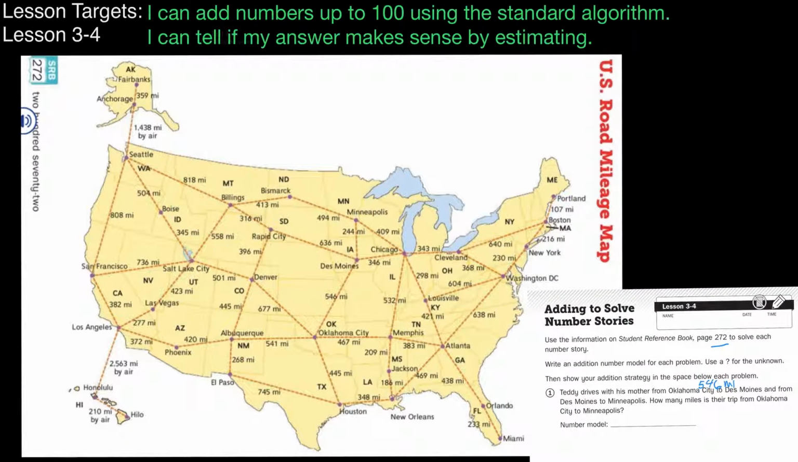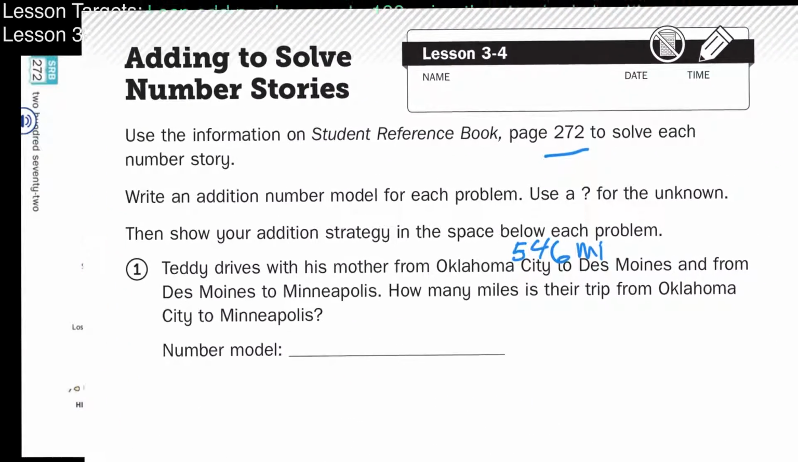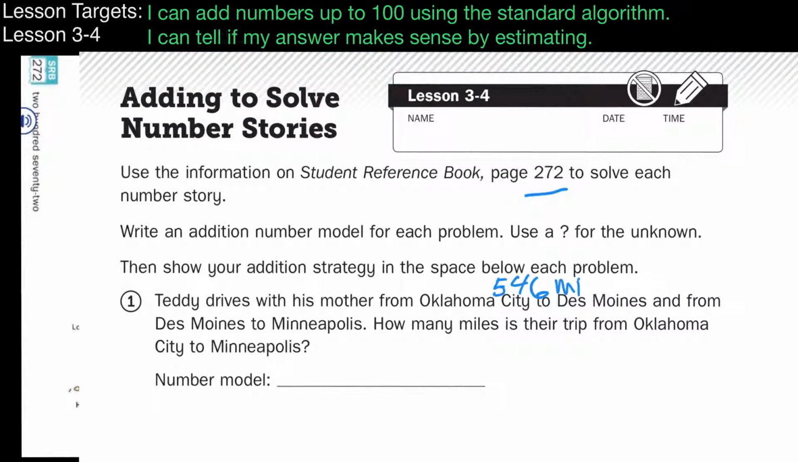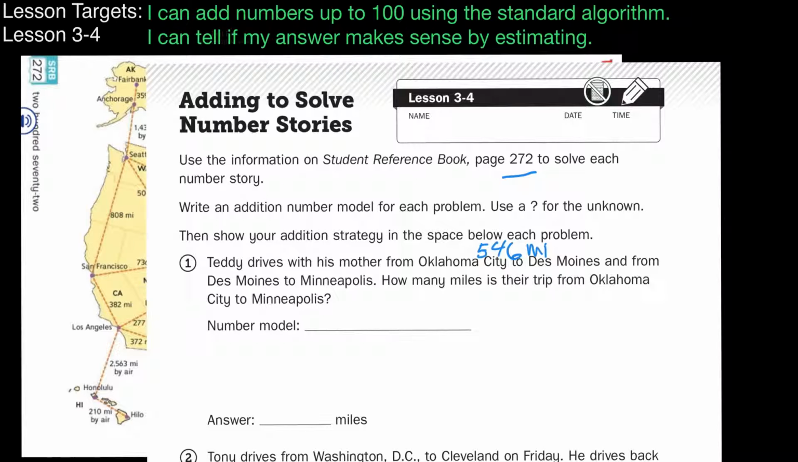So we now need to find out how many miles from Des Moines to Minneapolis. So let's take a look at our map. We know we left off here in Des Moines, and now we go to Minneapolis, and I can see it's right above it. And how many miles is that? 244. 244 miles. To make this easy, I'm going to go ahead and write my number right there. 244 miles. Then we've got to figure out what they want to know.